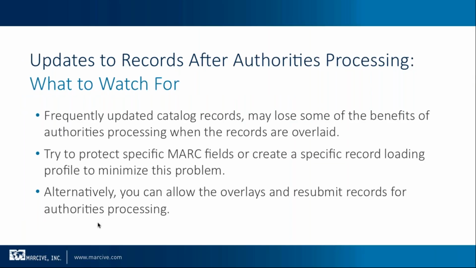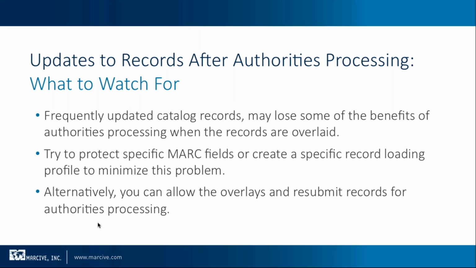My final point is about updates to records. For eResources that have frequent updates to catalog records, at least some of the benefits of authorities processing are lost when the records are overlaid. You can choose to live without authorities processing, which is what we do with serial solutions. Or depending on your system, you can try to protect specific MARC fields or create a record loading profile that addresses this problem. That might be something to do, for example, if the only thing being changed in the updated records is a URL.